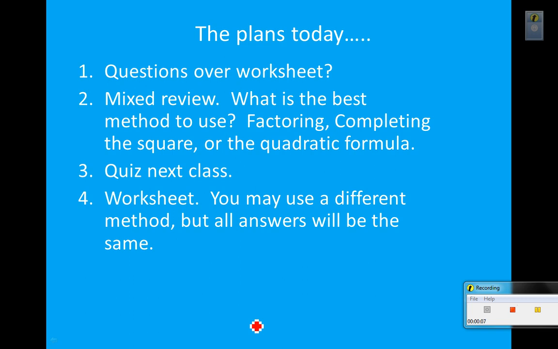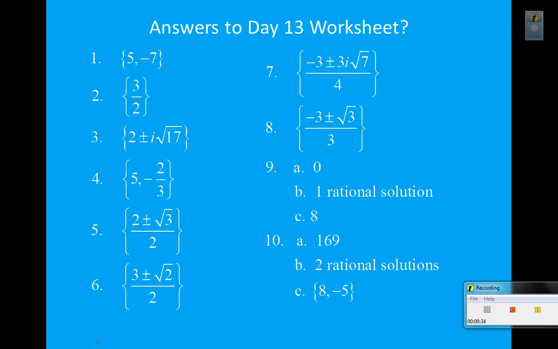Overall, it was a review day. What I did is I took the factoring, the completing the square, and the quadratic formula, and we mixed it all together. The reason I did that is each of them are ways to find the correct answer, but some of them are faster than the others. So what I'm going to work on today with you is what's the best method to use to find the solution.